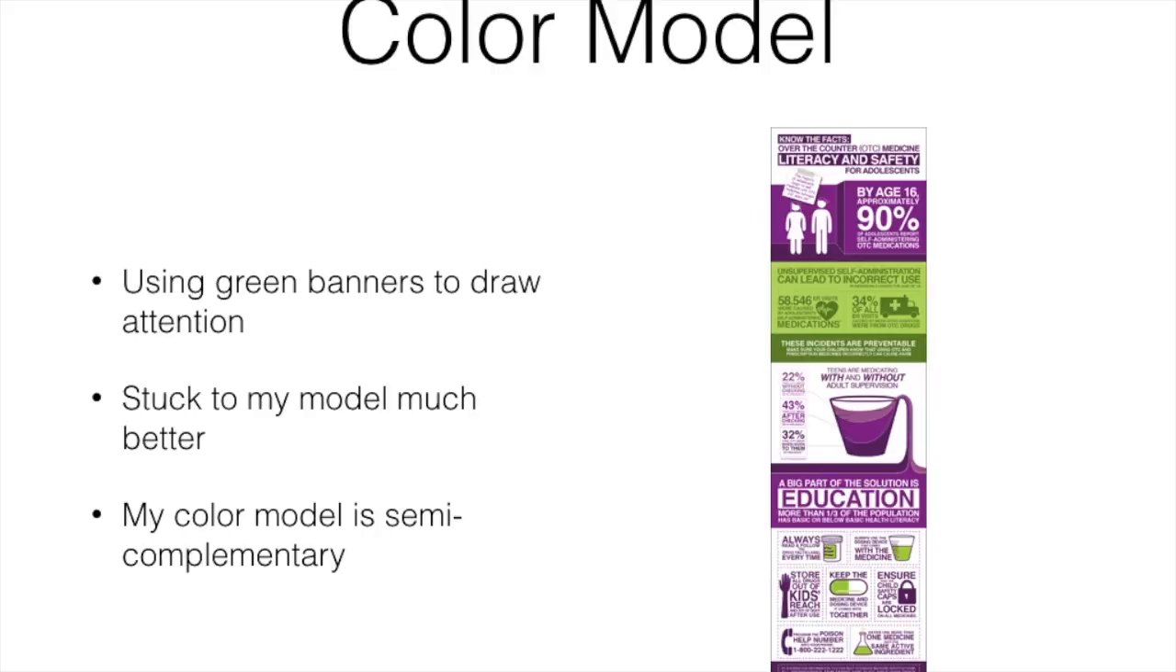So with my color model, I used down here at the bottom the green and purple combination to create the horseshoe with the banner. I used the green banners on top of the purple because I really wanted to draw some attention there. And I think I stuck to my model much better with this graphic, except I did start to deviate away from it when I actually put it into my final infographic with the purple background. But I felt like this was necessary. It was one of those compromises between my layout and my model, or my color model, sorry.